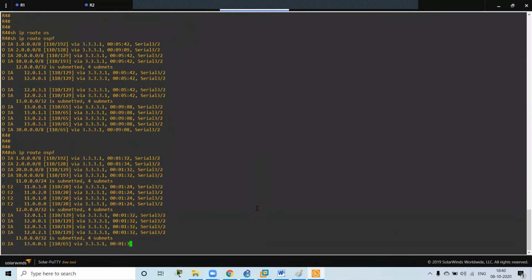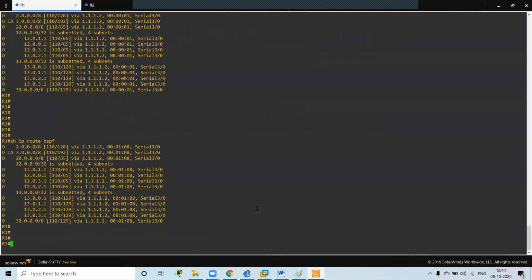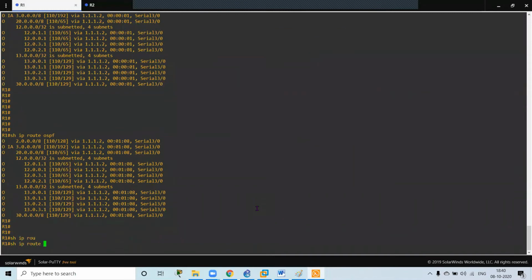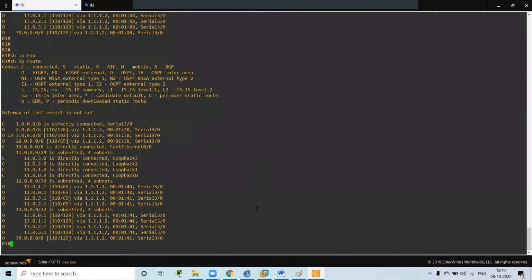Oh, you are looking at show IP route OSPF. If you look at show IP route, it will show as C, right? On R1 it is a connected route. Yes. If I see show IP route, you will get the 11.networks as C routes. Understood? Now what is missing over here?